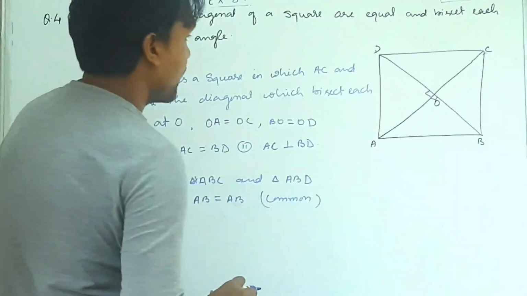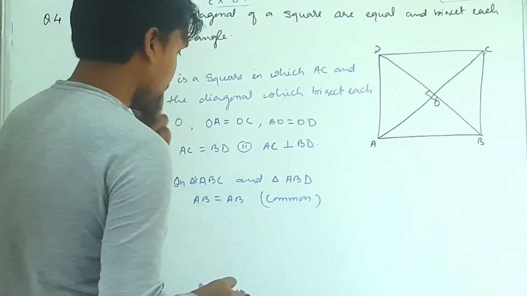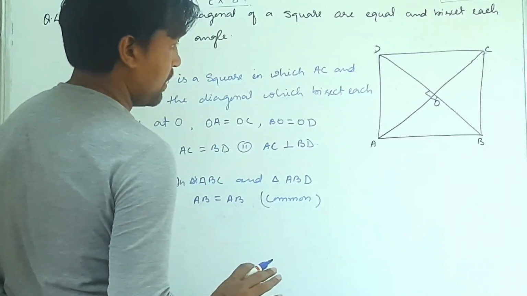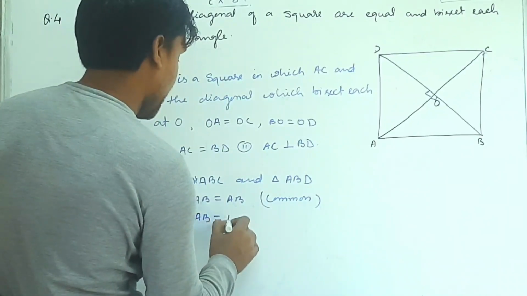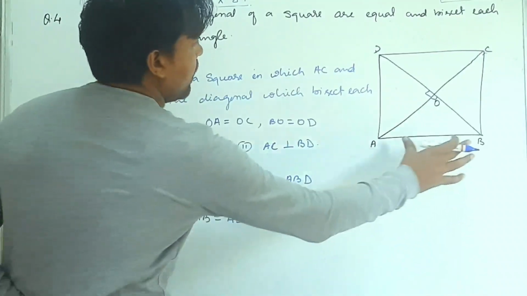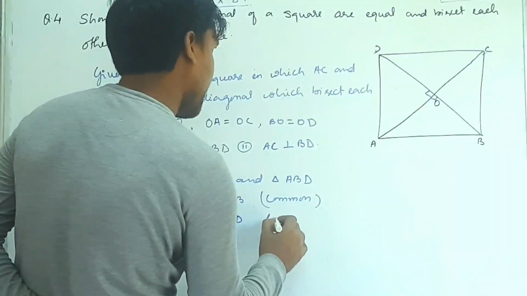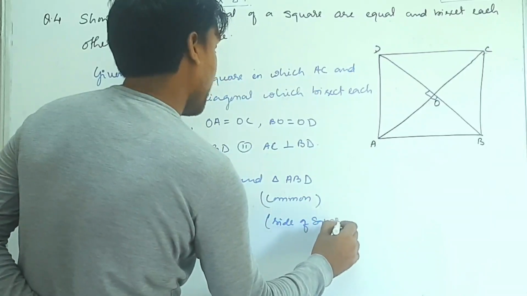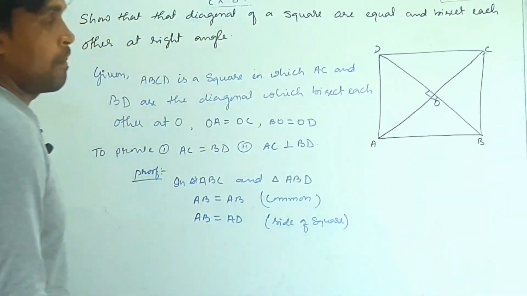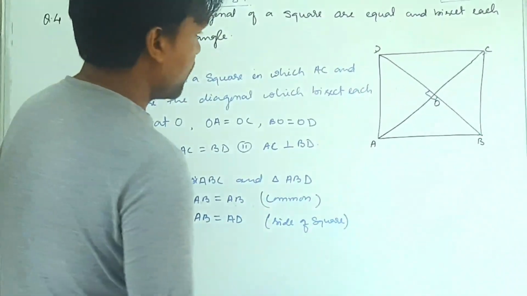So fine. Next, AB will be equal to AD. Why is it equal? AB equals AD because it is a side of a square. So sides of a square are what? Equal.